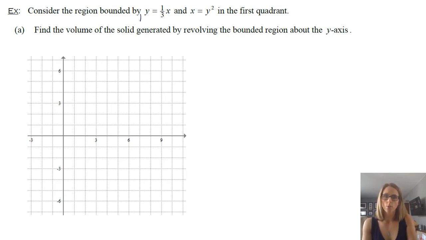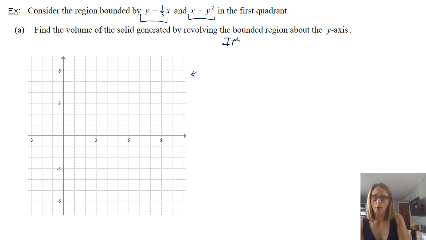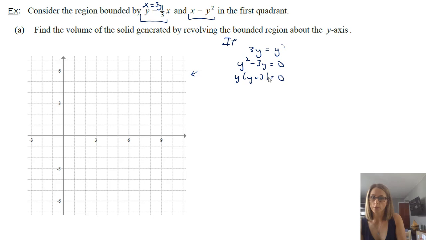So we have the region y equals 1/3 x and x equals y squared, talking about that within the first quadrant. So we're just in the first quadrant of the axes. So the intersection points, if x equals y squared, we could also change this to x equals 3y, so that we have 3y equals y squared. That's going to give us y squared minus 3y equals 0, or y times y minus 3 equals 0. So either y equals 0 or y equals 3. If y equals 0, then x equals 0. If y equals 3, then x equals 9.